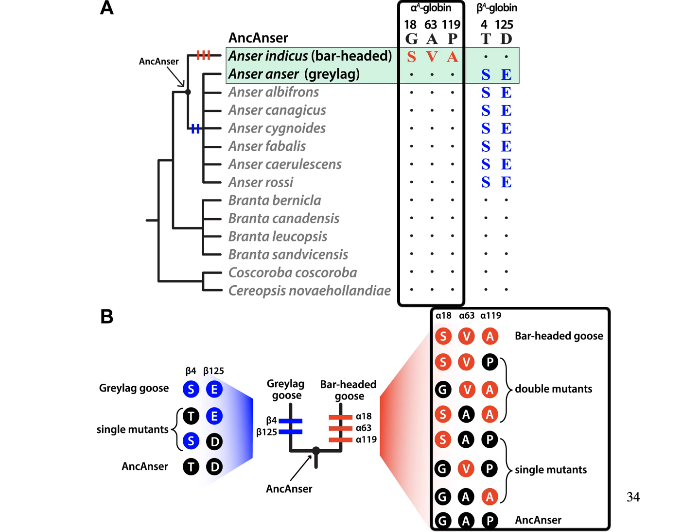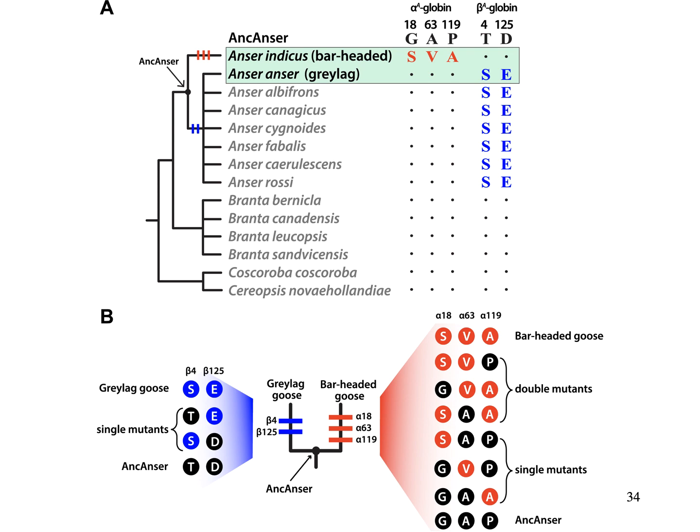Instead of a glycine, alanine, proline in these three positions, there's now a serine, valine, alanine, which allows a change in the alpha globin chain so that it picks up oxygen more readily than the hemoglobin, the alpha, in the gray-lag geese. And gray-lag geese have a different mutation also.